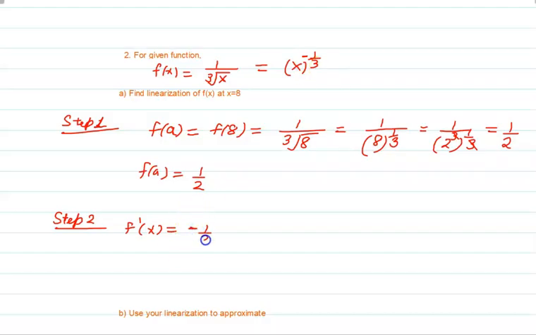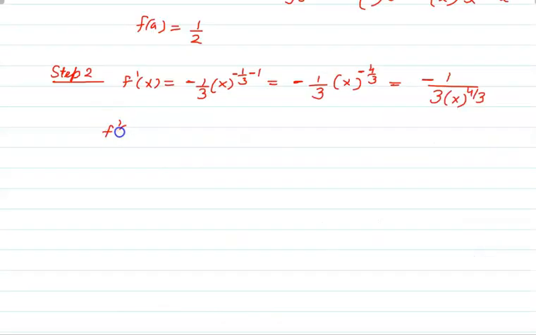And using the power rule, power negative 1/3 comes in front, and then we find the value of this derivative at the point of approximation. So we find f prime 8. Again we simplified using the same way.